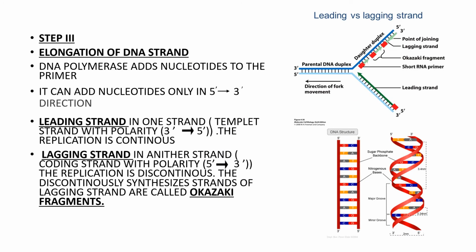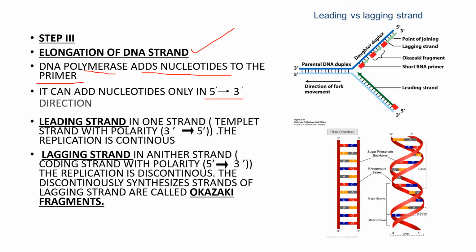Now let's learn step 3 in DNA replication, that is the elongation of the DNA strand. For the elongation of the DNA strand, the addition of nucleotides should happen, and the enzyme DNA polymerase will keep on adding the nucleotides to the newly synthesized DNA strands. To add the nucleotides, it needs the primer here. And one more condition for the DNA polymerase is it can add the nucleotides only in 5' to 3' direction.